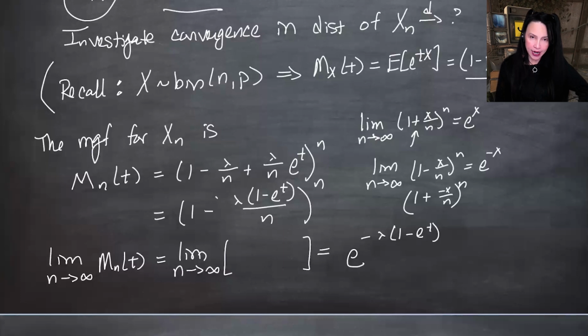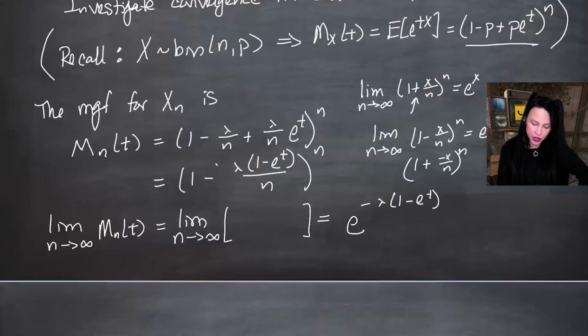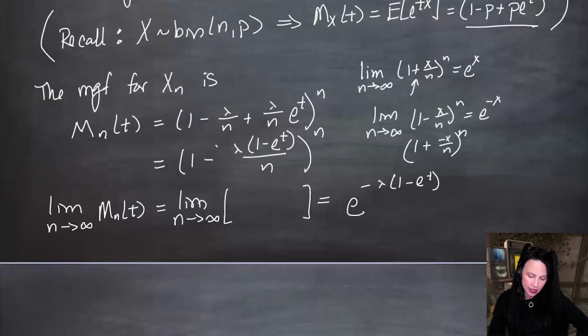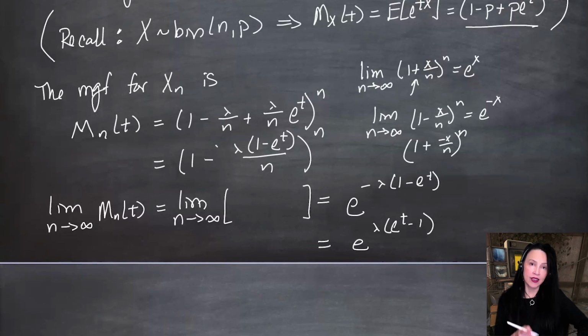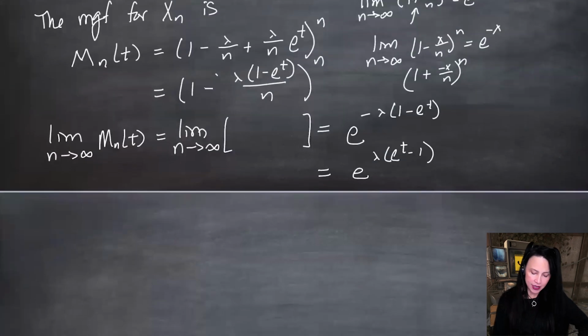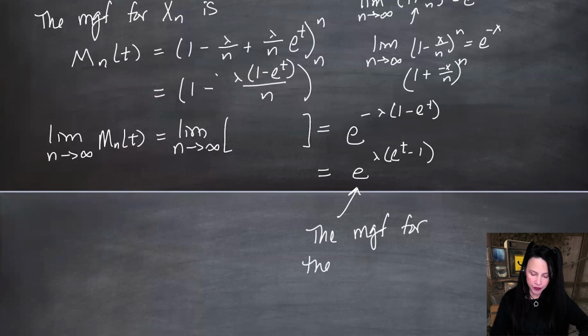And that is a fine answer, but if you're going to your table of distributions and trying to recognize this, you might want to turn this around, get rid of that negative. And this is, and I'm not saying you're supposed to have this in your head, so go to your table. This is the moment generating function for the Poisson distribution with parameter lambda.